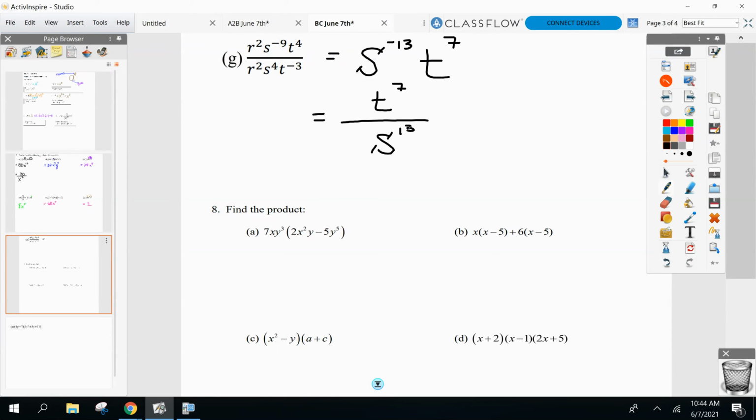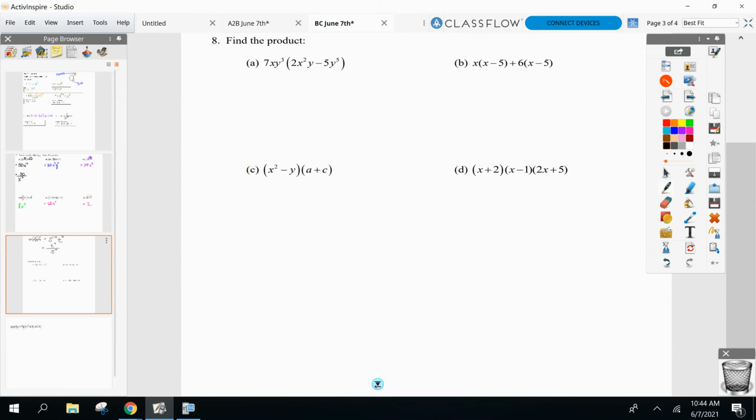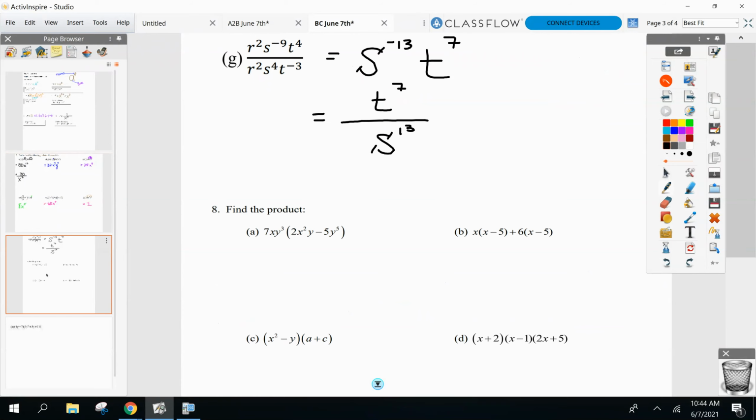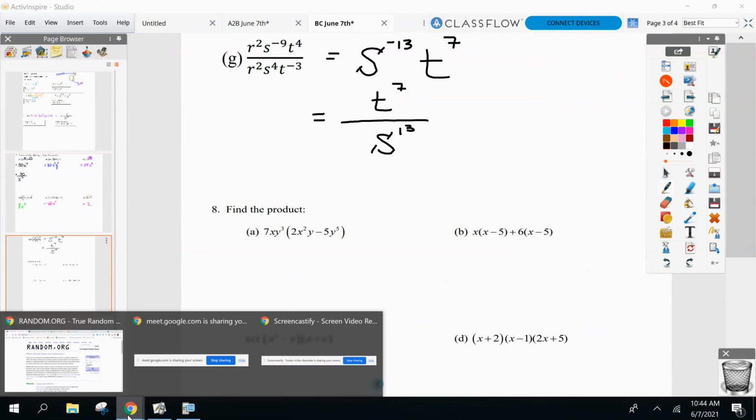Questions, comments, anything? Okay, so now what I wanted to focus on is distribution. Whether it be FOIL, a single distribution, double distribution. We're doing the same questions, except now you got to do it a couple times in one problem. Same questions, a couple times in one problem. All right, let's roll. 8A.